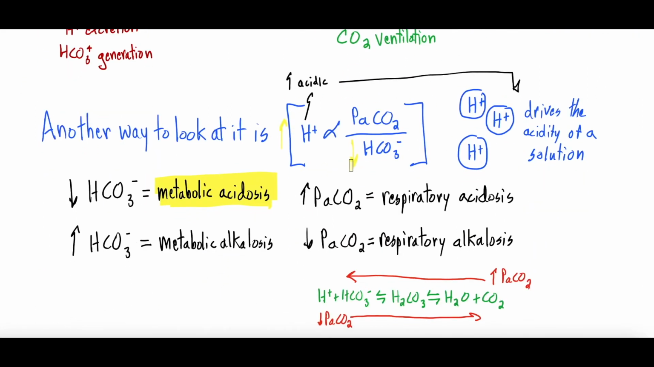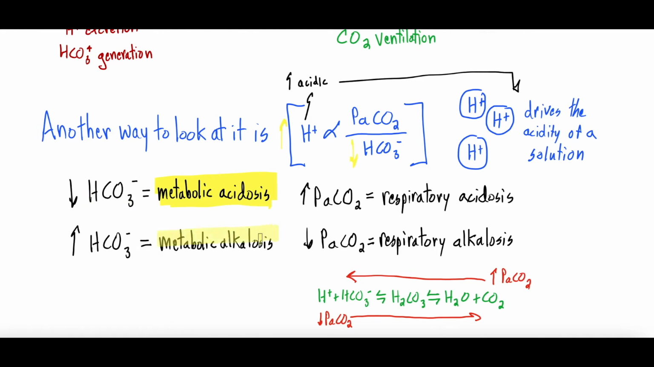So a low bicarbonate, which is a base. Another way to think about it is if the amount of base is low, you're going to have more metabolic acidosis. Or you could think of it in this equation. If bicarbonate on the denominator is lower, it means more hydrogen ions, which means more acidic. And bicarbonate is part of the metabolic pathways in the kidney. So low bicarb means metabolic acidosis.